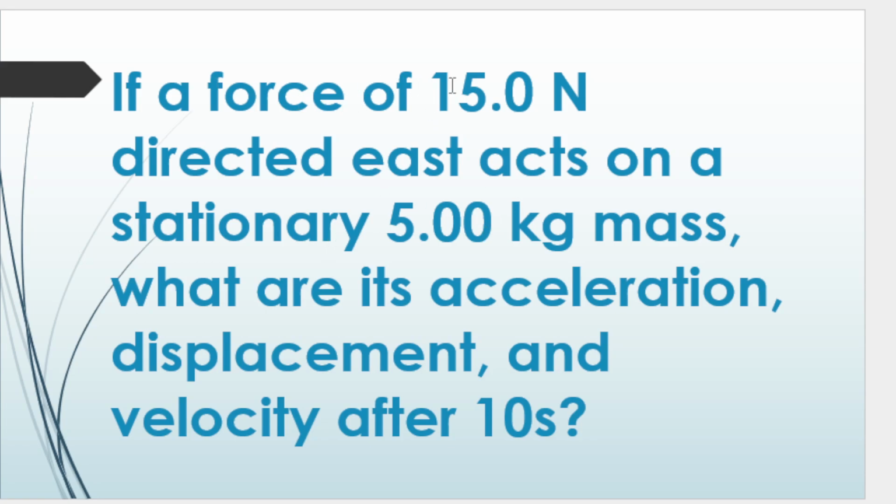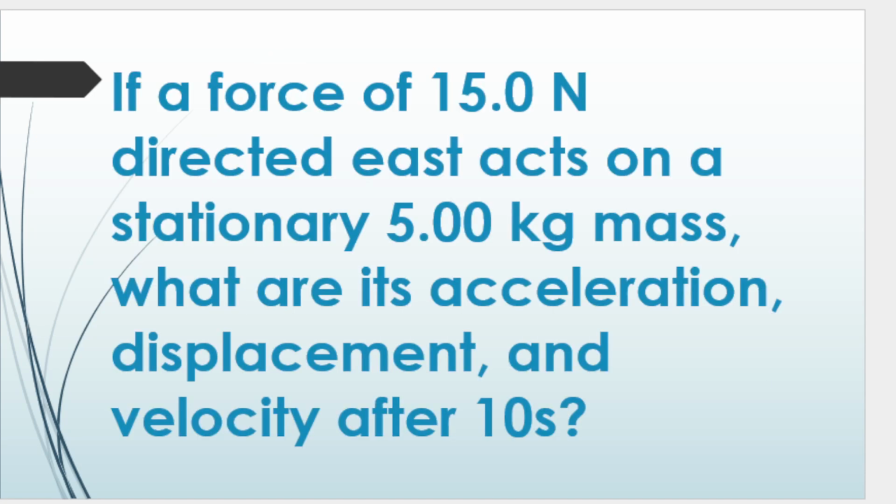Then we have a force of 15 newtons directed east. If we are to draw its free body diagram, it is going here. Okay? So we have FG, of course, because it has mass, or it is an object. Then we have F norm, because it is stated here that it is stationary, and of course it has a surface. Then we have 15 newtons.